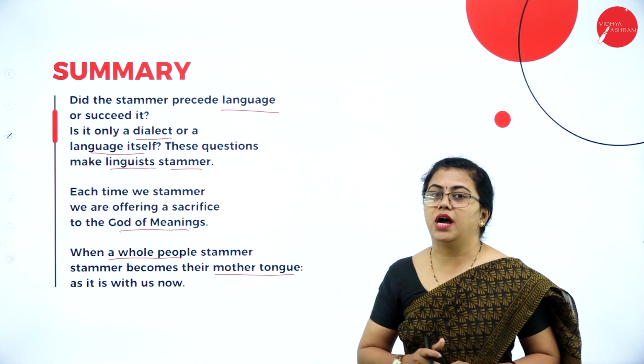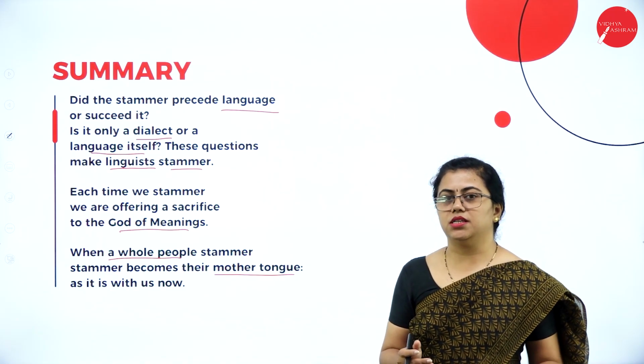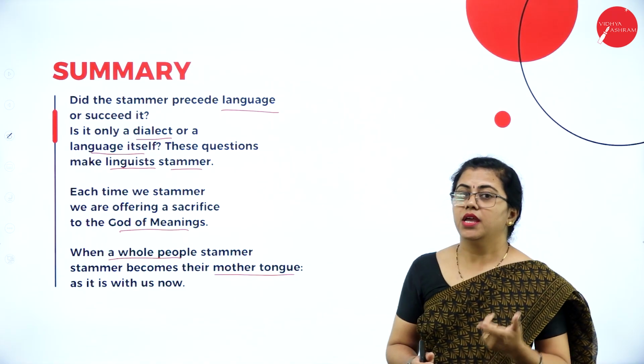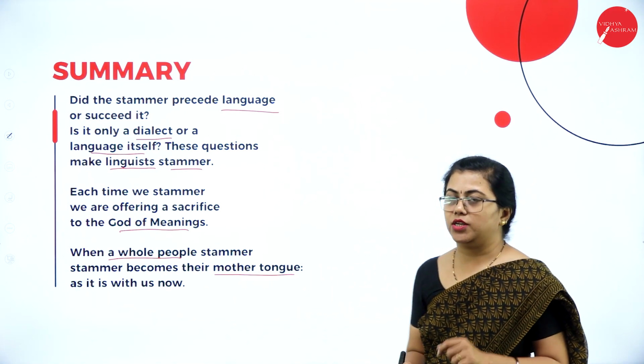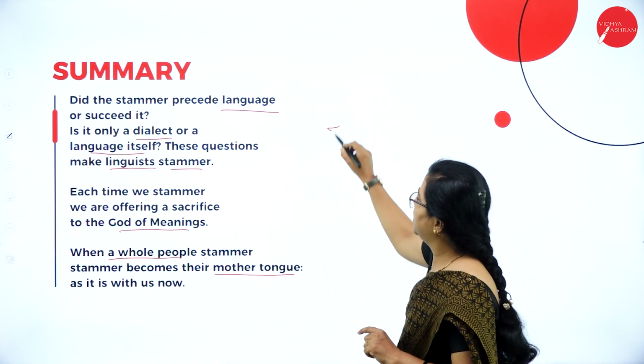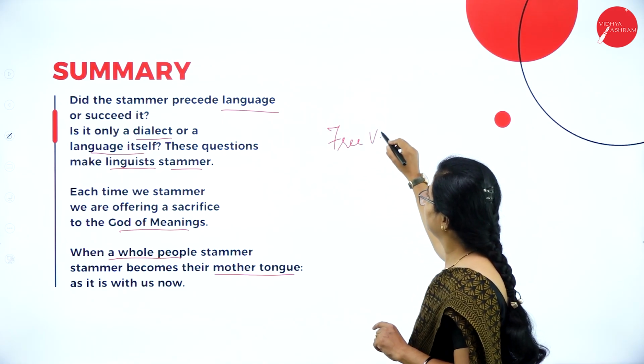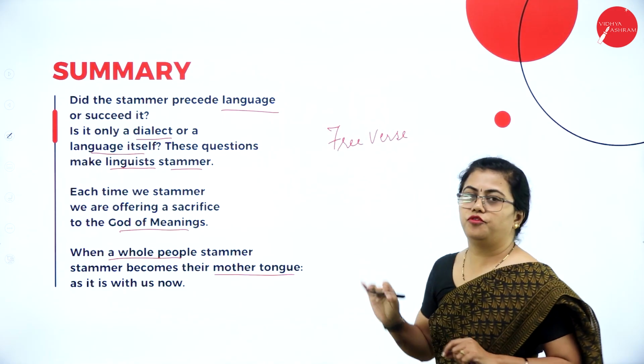Now you can observe the other aspects also. In the previous stanza and this stanza, you could observe there is no rhyme scheme at all. There are no rhyming words at all. That means this poem is written in free verse.